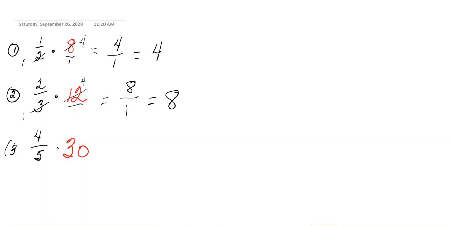Last of these examples, this 30 is really over 1, so you check to see. 5 goes into itself once, 5 goes into 30 6 times. 4 times 6 is 24. 1 times 1 is 1, and that's 24. You're going to use that skill.